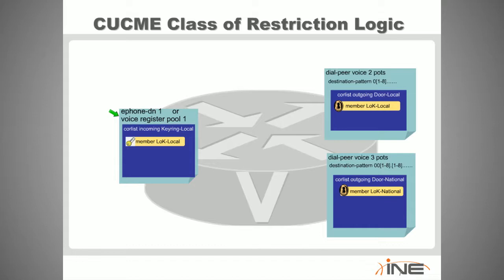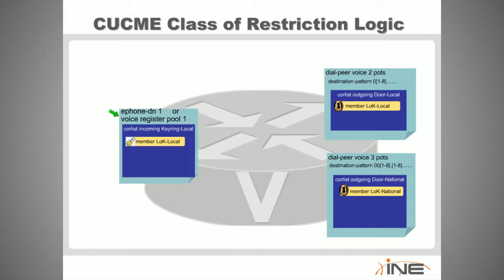Like we mentioned description last time, here we're talking about CoR list. But on the actual SIP phone, instead of doing it on the voice register DN, we actually do it on the phone itself, on the voice register pool. And you might say, well, then does that mean that we can't have different class of restrictions for different DNs on SIP phones?